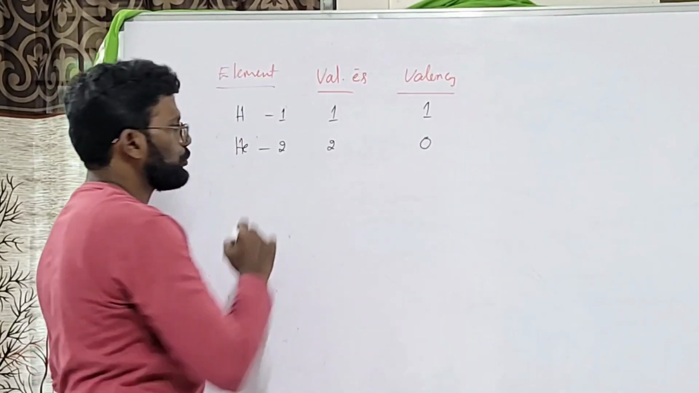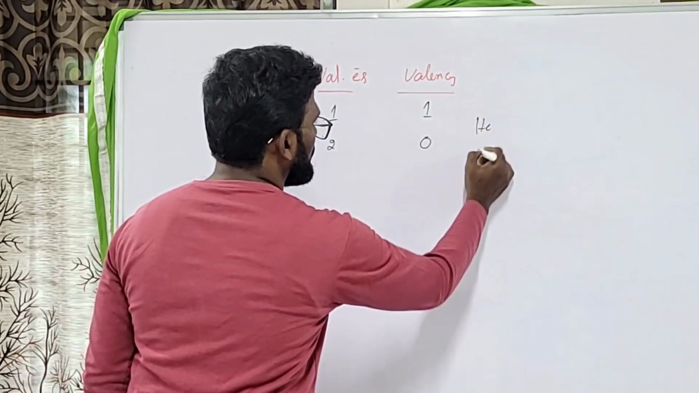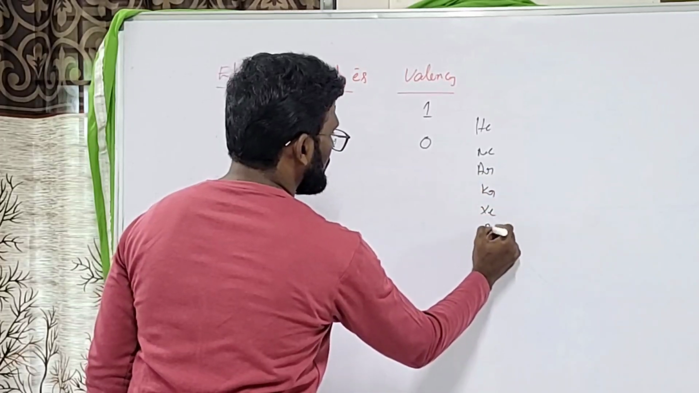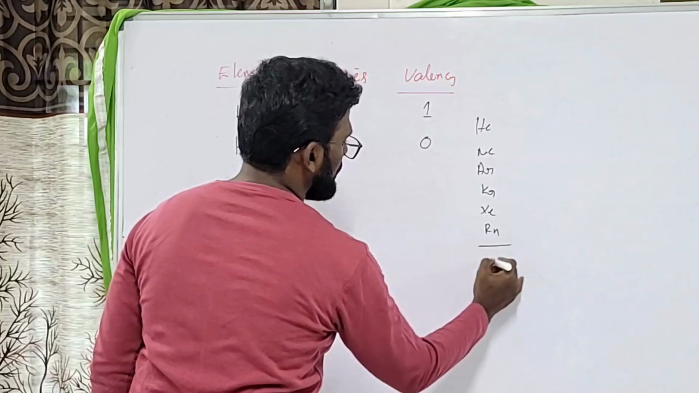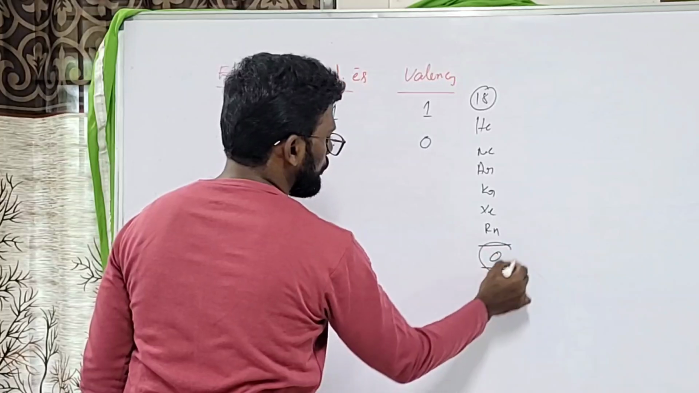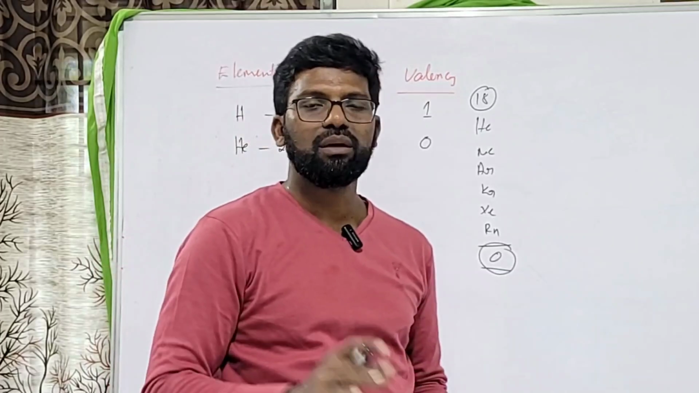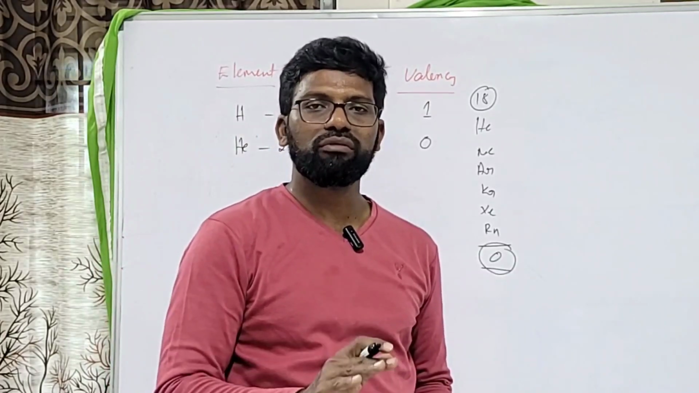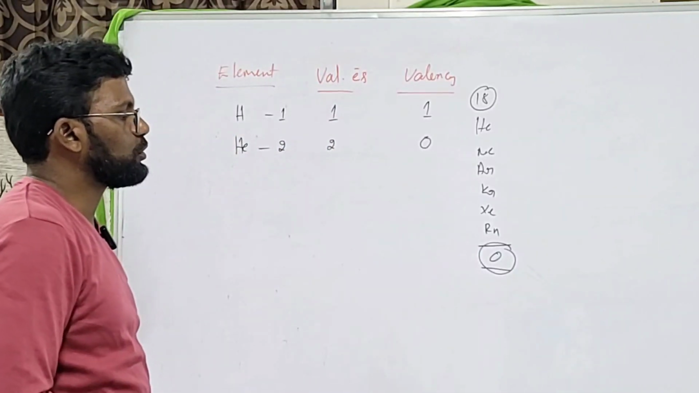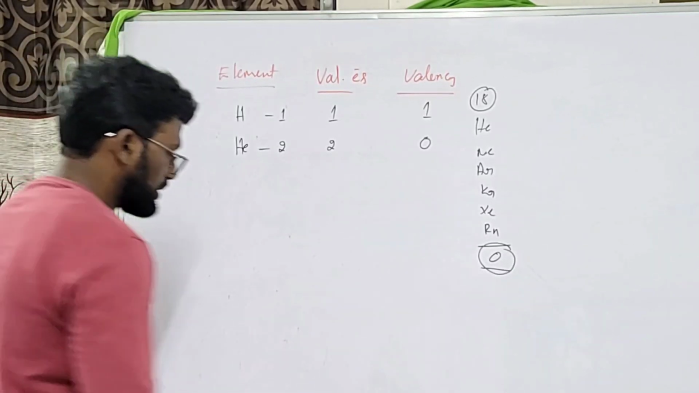Why valency 0 for helium? We know that the noble gases helium, neon, argon, krypton, xenon and radon all belong to group 18. They have 0 valency, meaning they do not participate in chemical reactions, though there are some limitations that we will discuss in some other class. So generally noble gases have 0 valency, zero combining capacity.